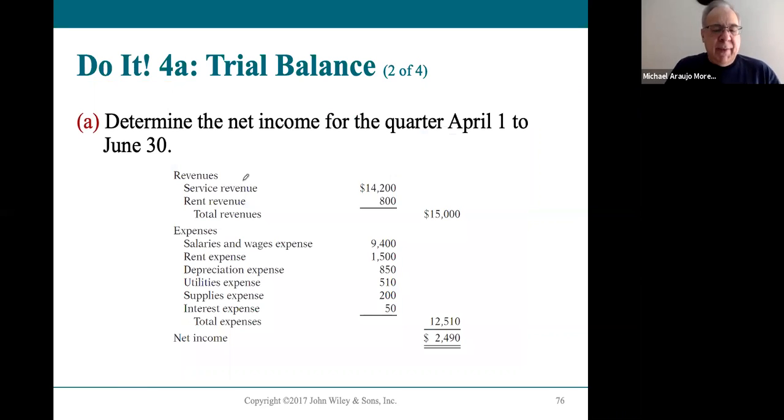And that's what we do. We have 2 revenue accounts. Total revenue is $15,000. We have all these expense accounts. Total expenses, $12,500. This company also made a profit. Net income was $2,490 for the quarter ending June 30th of that year.